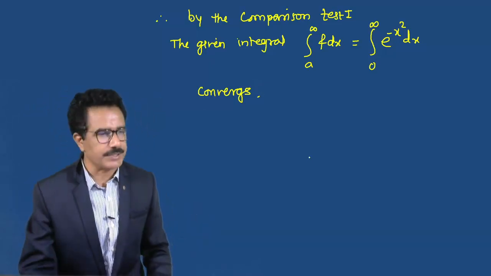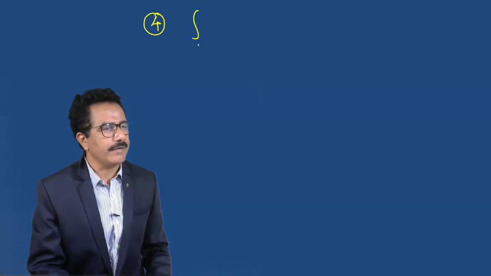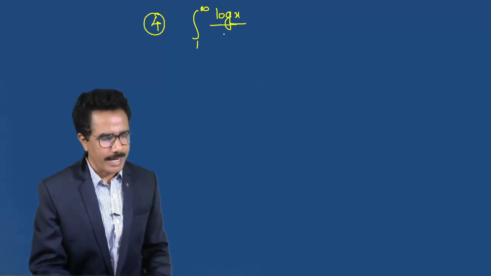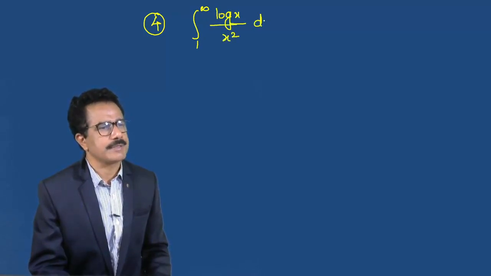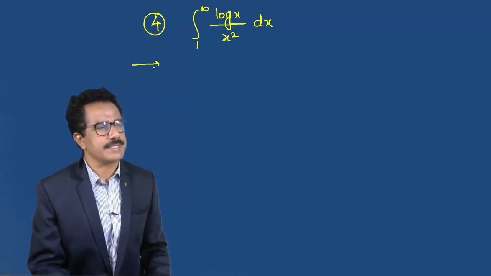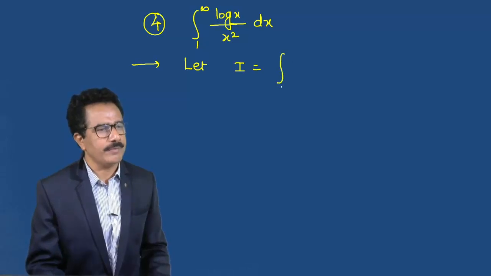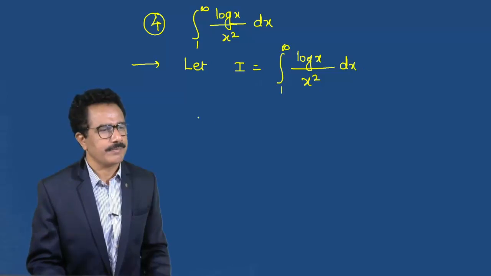Now we shall discuss the next problem, that is problem number 4. Integral from 1 to infinity of log x divided by x square dx. Now we shall discuss this. Let I be equal to the integral from 1 to infinity of log x divided by x square dx.